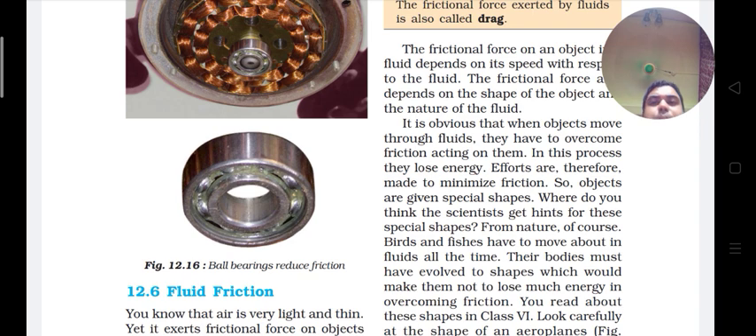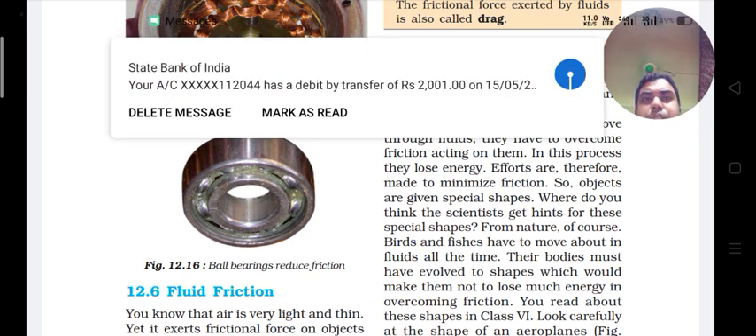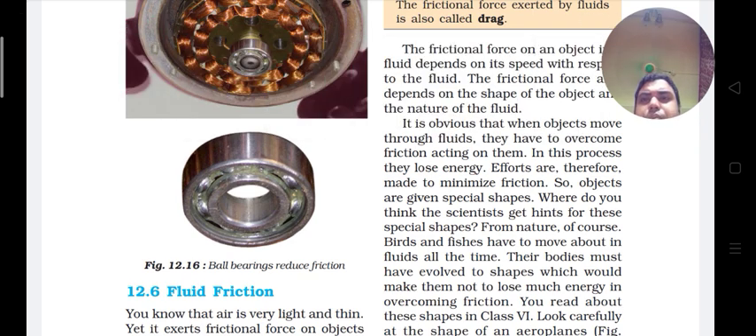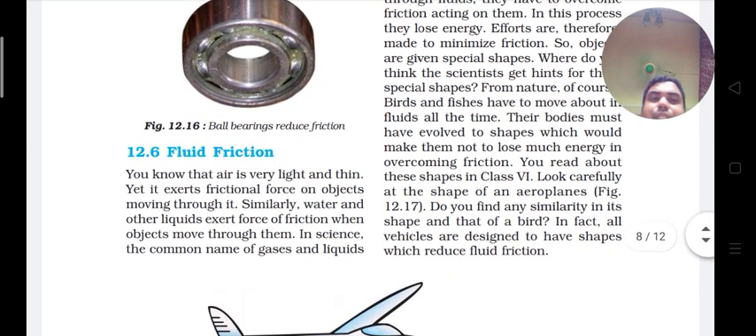In most machines, friction is reduced by using ball bearings. The wheels of a bicycle turn on sets of ball bearings. These ball bearings reduce the friction because they roll rather than slide.